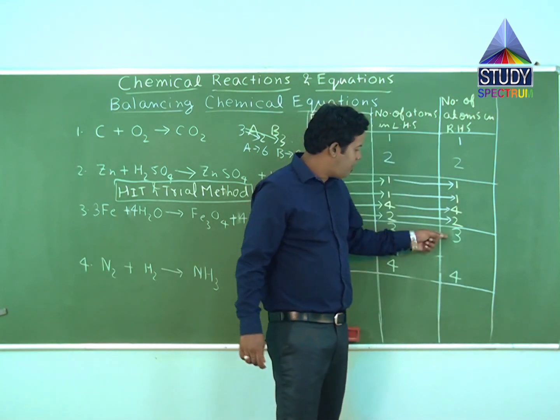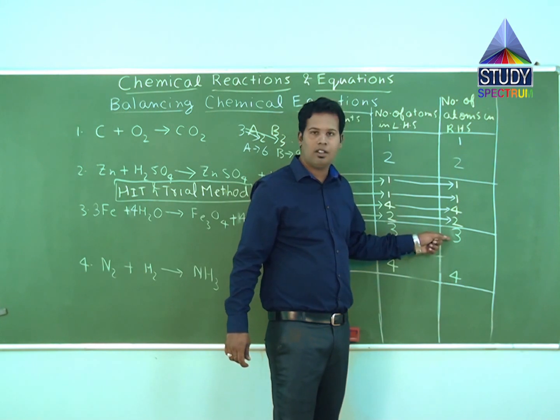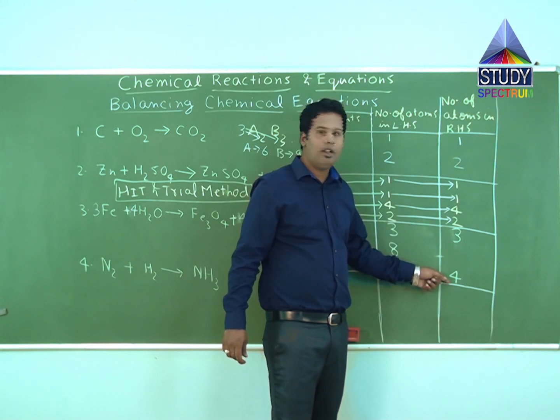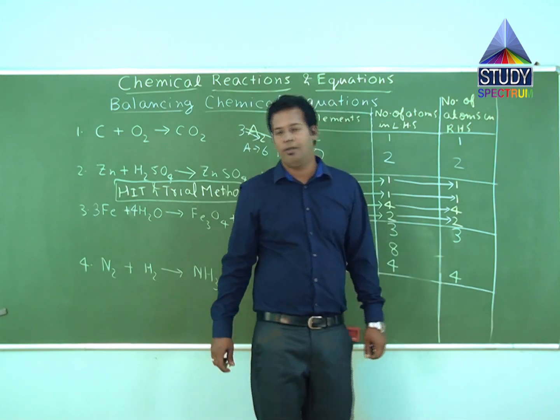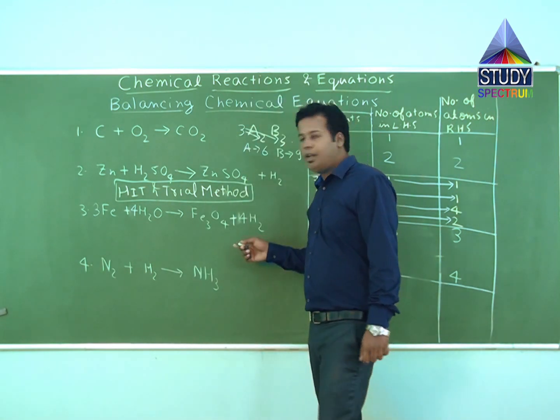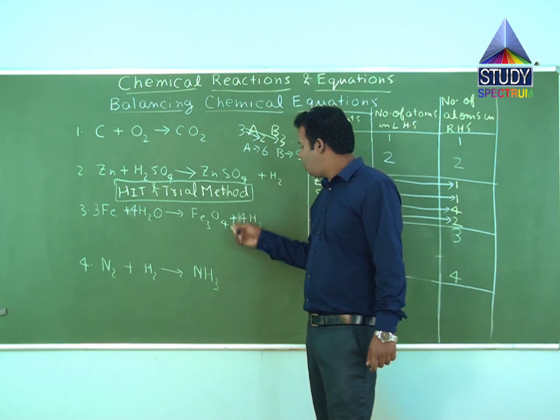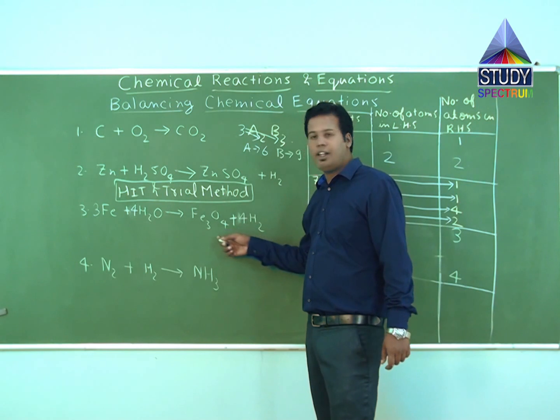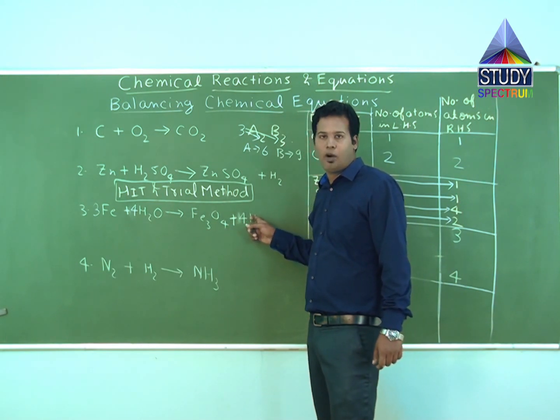Now, we are done with iron, we are done with oxygen. The number of iron atoms in RHS is 3. The number of oxygen atoms in RHS is 4. We are left with hydrogen only. Now let us see how many hydrogen atoms are there in RHS. Since hydrogen is present only in the second product, it is not present in the first product, we can calculate the number of hydrogen atoms only from the second product.